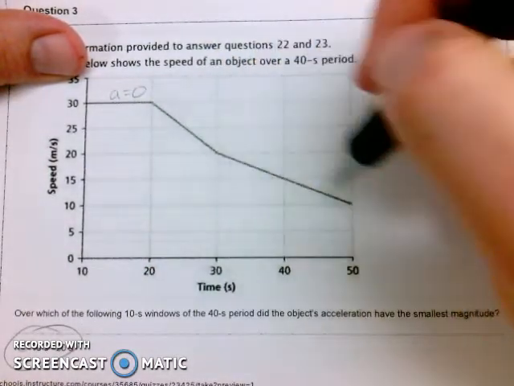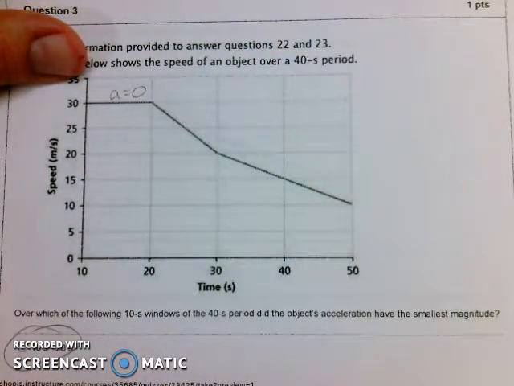Now these are actually negative accelerations, but there's still an acceleration. So there you have it. All right, that's the answer to question number 3.